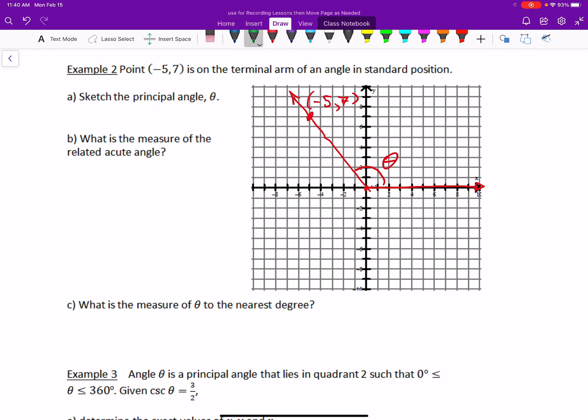We've learned about related acute angles before. It's going to be the angle between the x-axis and the terminal arm here. I can make a right triangle if I wish to, drop a straight line over here, and go over like this. Sorry, I guess that'll have to do. So I can make a right triangle out of this. Again, I know that this side length here is going to be negative 5. This side length here is going to be positive 7.